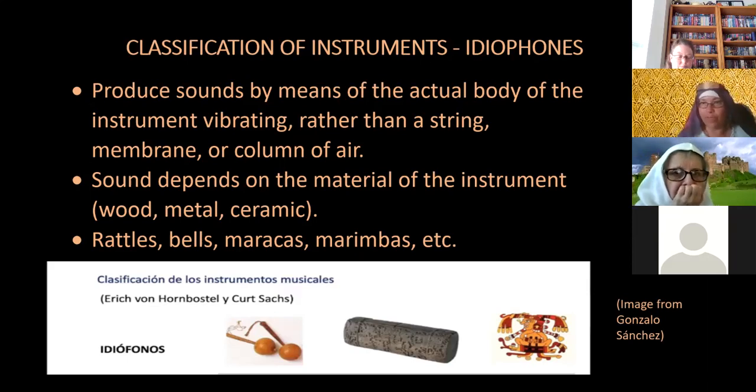So just to remember, the idiophones are produced sounds by means of the actual body of the instrument vibrating rather than a string, membrane, or column of air. So the sound depends on the material of the instrument. It's going to have a different color if it's wood, if it's metal, if it's ceramic. Some examples are rattles, bells, maracas, marimbas, etc.